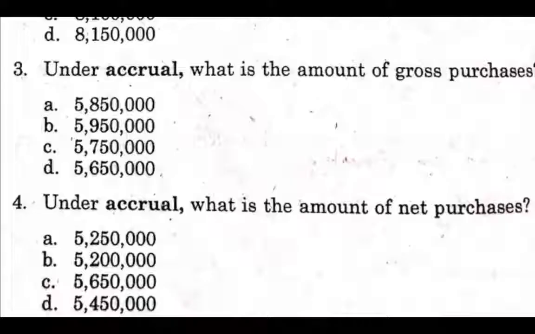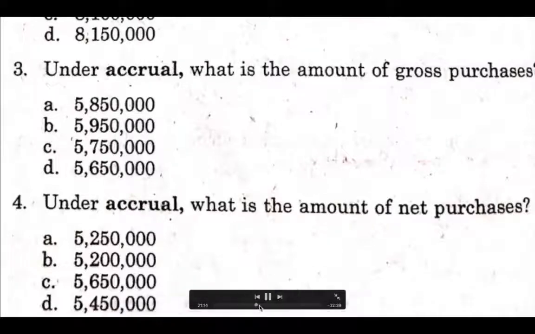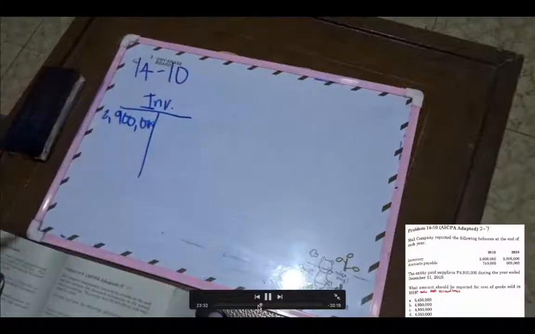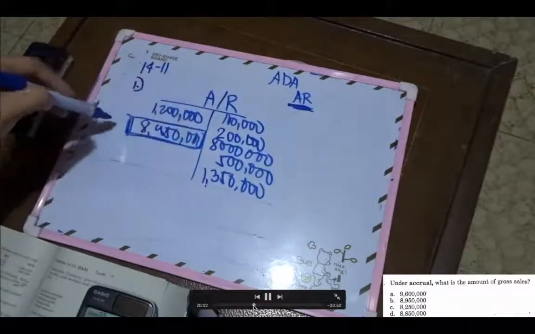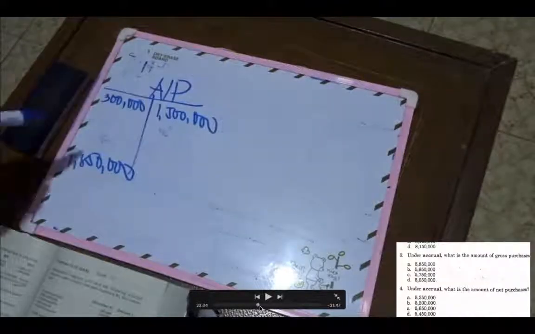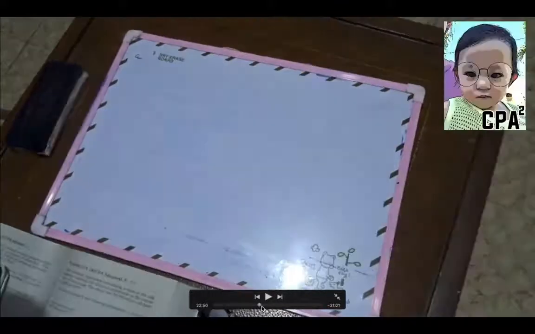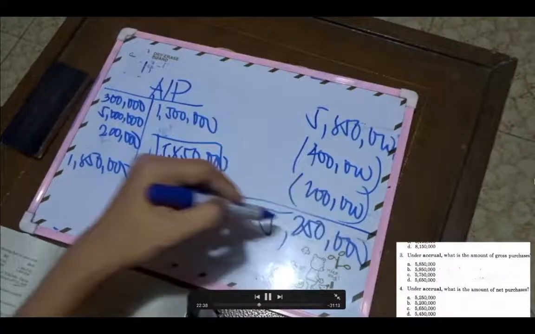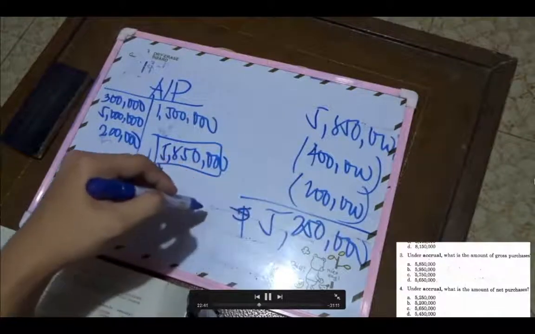For number 3 and 4, you basically just have to follow the same method, the same format, same formula. Ending back 50,000 and that's letter A.